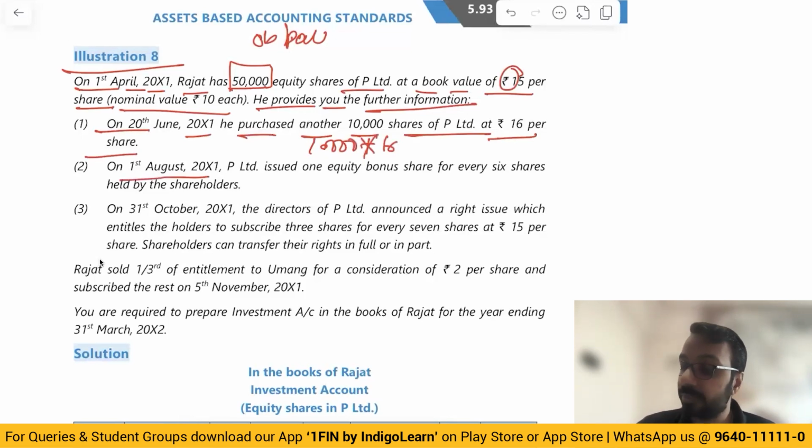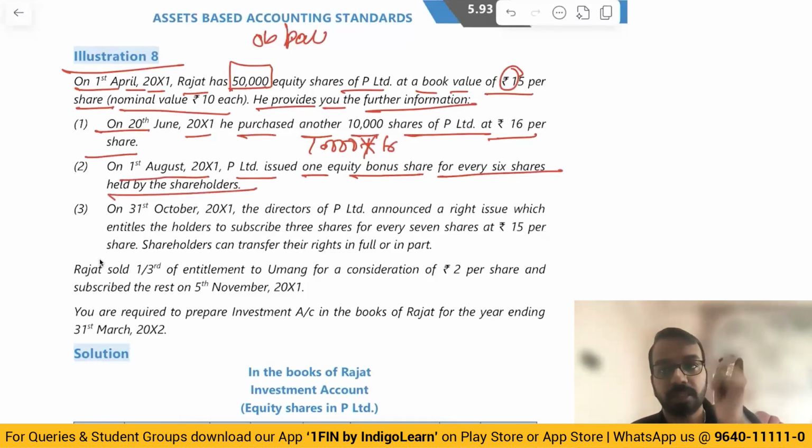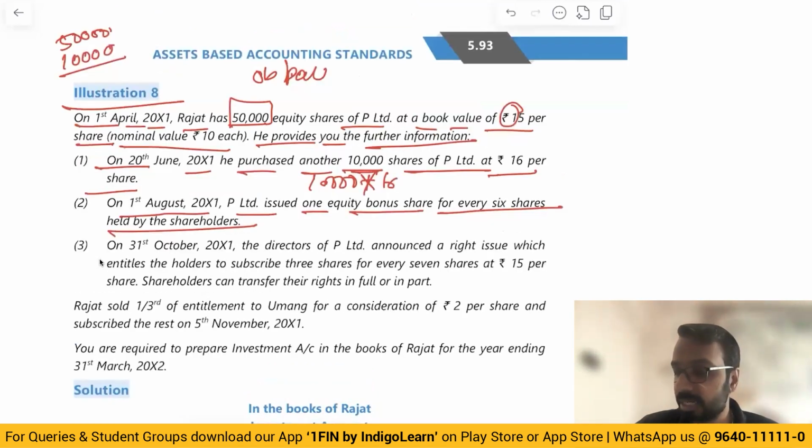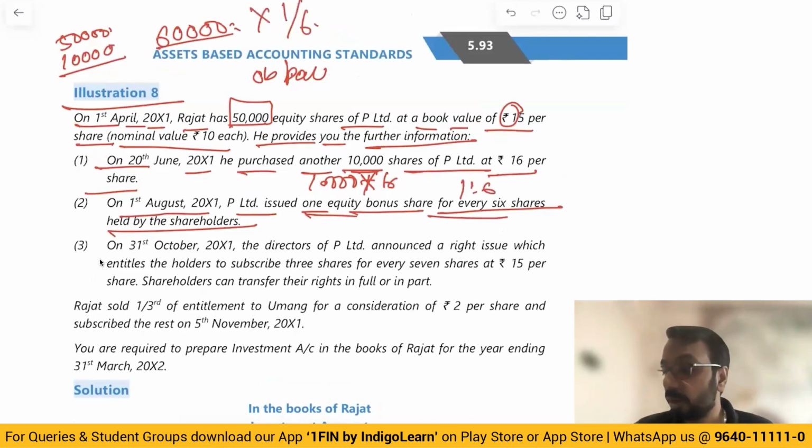On 1st of August, P Limited issued one equity bonus share for every 6 shares held by the shareholders. Now, please remember, unless the question mentions otherwise, you are entitled to bonus and dividend on all the shares. 10,000 is what you purchased, 50,000 is your original holding, so 50 plus 10 is 60,000. How many bonus shares? 1 for 6. So 60,000 into 1 divided by 6, you get 10,000 bonus shares.